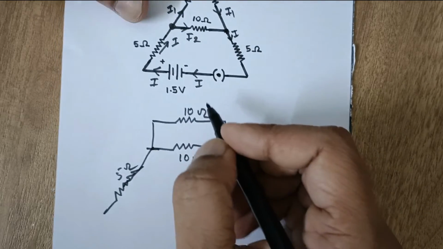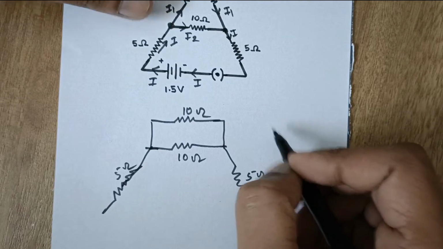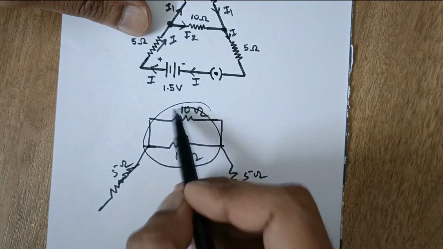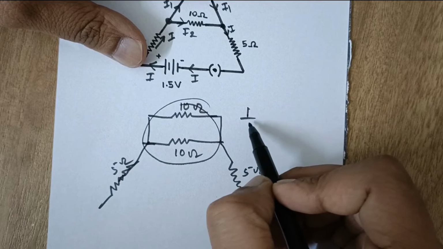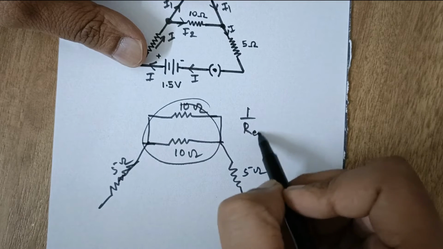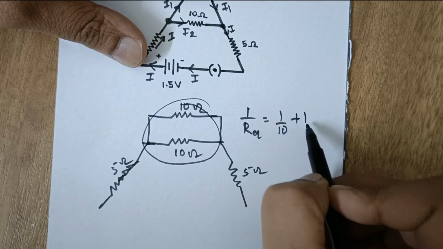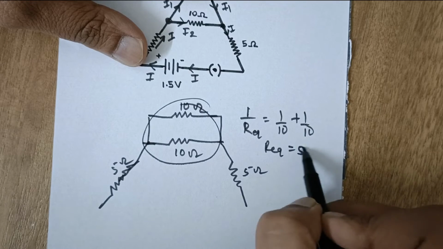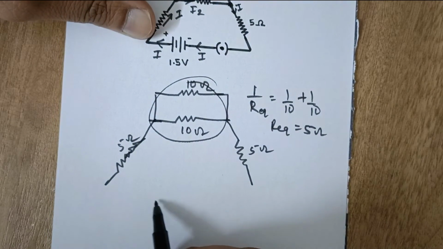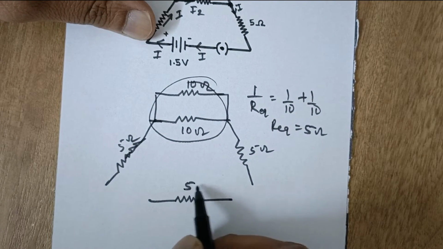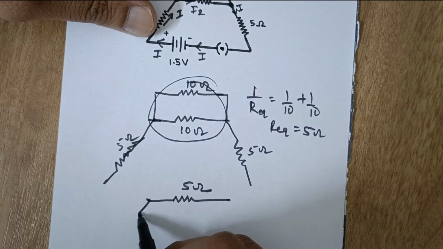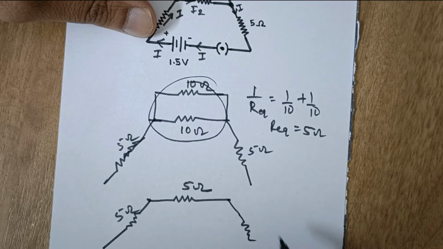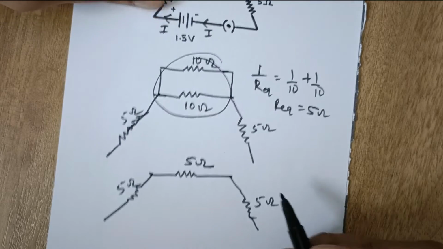Now 10 and 10, we know it is 1 upon 10 plus 1 upon 10, so 2 upon 10, so 1 upon 5, so reciprocating it, 5. So I'm going to reduce this part. Let me do it for you. 1 upon R equivalent is equal to 1 upon 10 plus 1 upon 10, so this is 2 upon 10, so 1 upon 5, so R equivalent is equal to 5 ohm. So this entire part can be reduced into a single resistor of 5 ohm, and these two are already having resistances of 5 ohm each, like this.